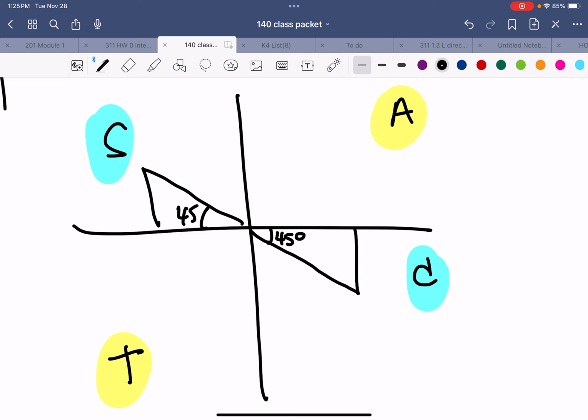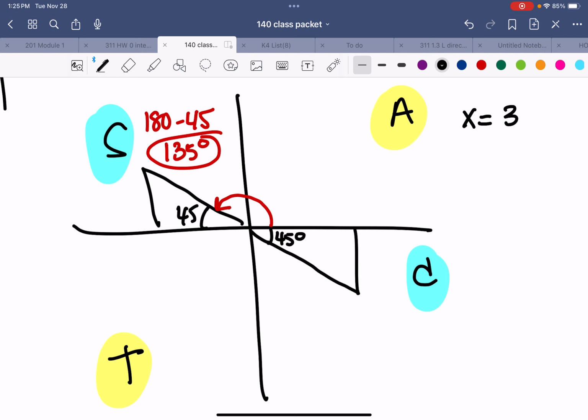A little better. Okay, now to figure out what these angles are, we're going all the way to here, which would be 180 minus 45. So that's going to give us 135. Then convert your 135 to radians. So 135 divided by 180, and reduce your fraction, so that is 3 over 4. So our first answer is 3 pi over 4.